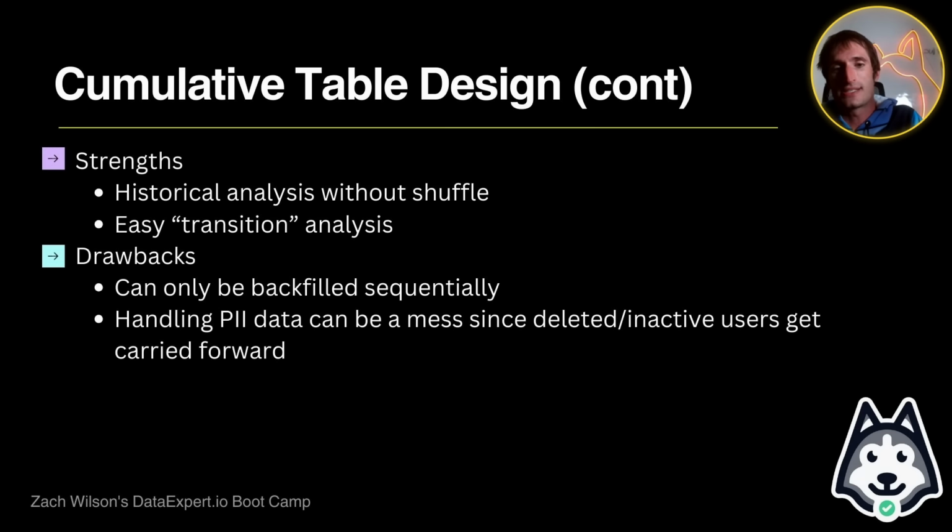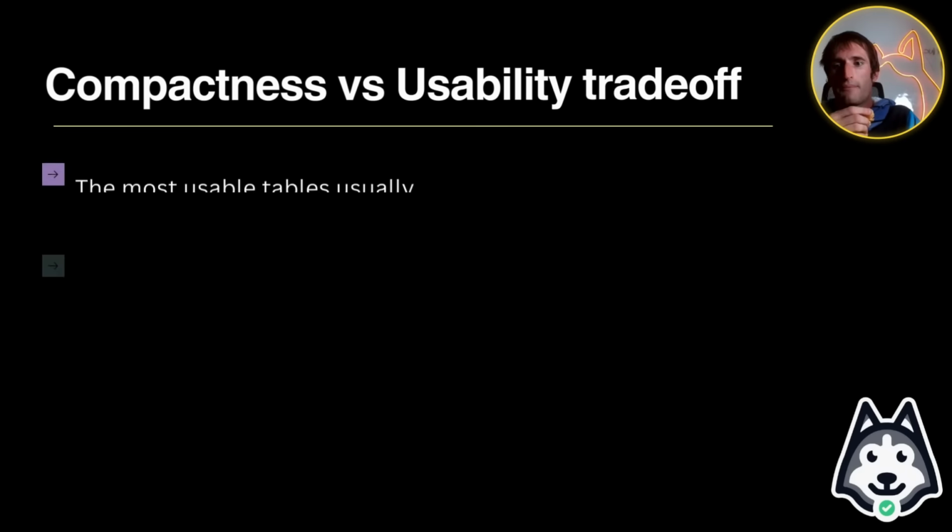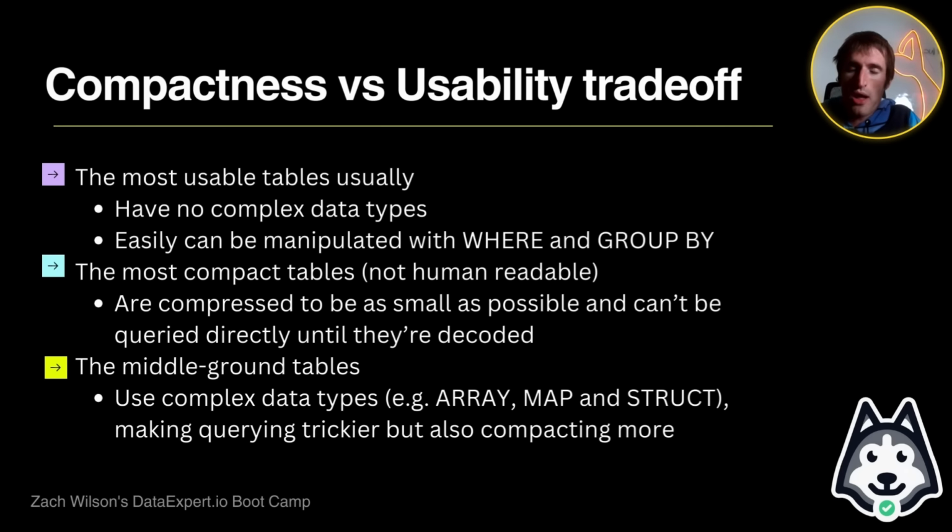So anyways, those are going to be your two big drawbacks in terms of your cumulative table design. And I highly recommend still looking at this pattern, even though those drawbacks are kind of annoying. Okay, so let's talk about the compactness versus usability trade-off.